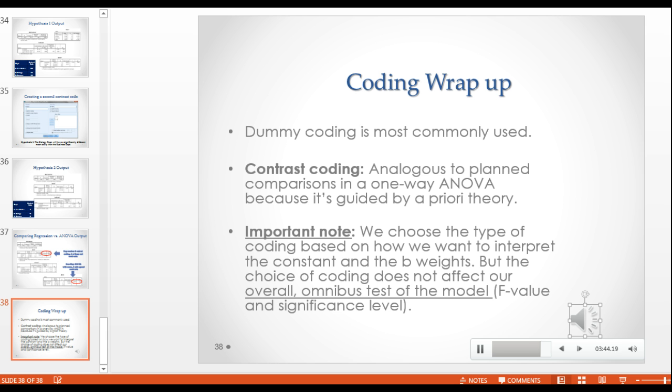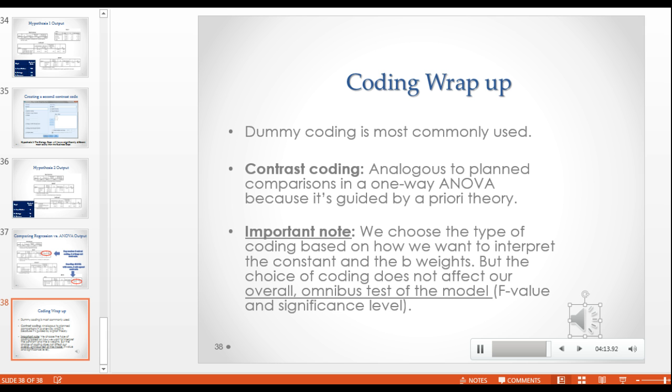And finally, the choice of coding doesn't affect our overall model testing. So our R and R squared are going to be the same. Our F test and significance of F will be the same, regardless of what coding scheme we use. So if we use dummy coding, it will be the same as using all possible orthogonal contrasts. So you can look at those ANOVA tables and they will be exactly the same. So that's helpful to know.